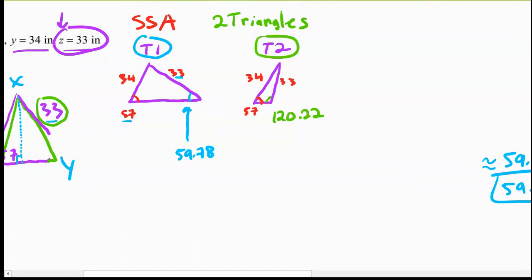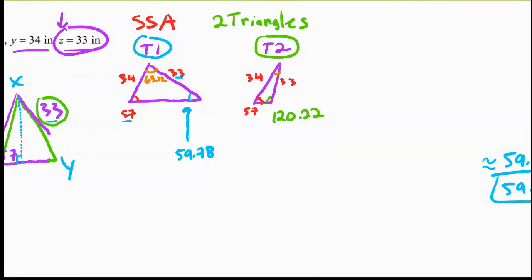Now I can just solve the rest of these triangles how I would solve any other triangle. So the first thing that I'm going to do is find the third angles, because that's usually the easiest thing to do. So for triangle 1, 180 minus 57 minus 59.78. That gives me an angle here of 63.22. Sorry, the handwriting here is not great.